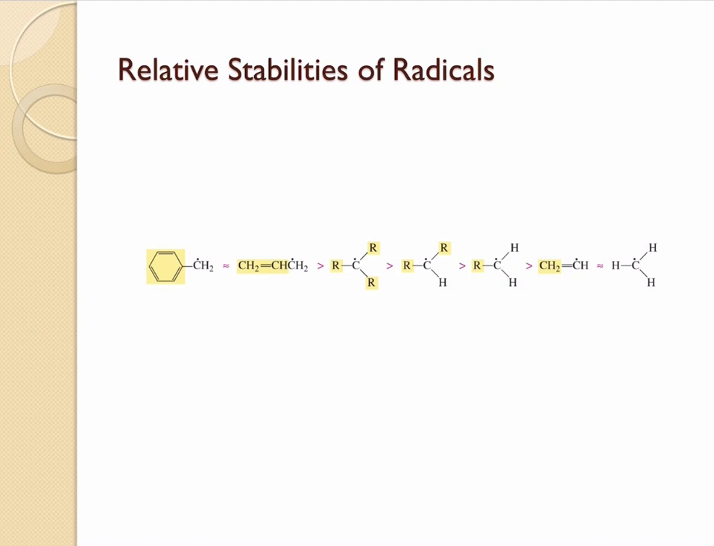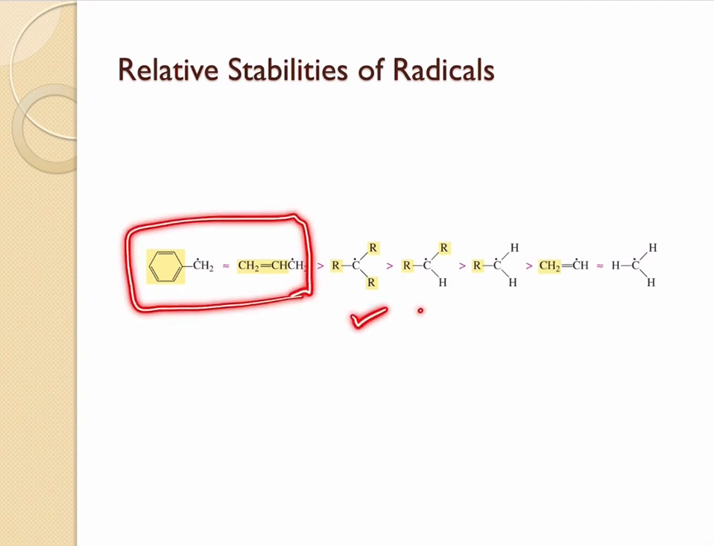Now let's go on to the relative stabilities of the radicals. Now that we have added two more radicals, benzylic and allylic radicals, we need to place them in the order of stability of the radicals. In general, the benzylic as well as the allylic are going to be much more stable than the tertiary, secondary, primary, vinyl, and methyl radicals.